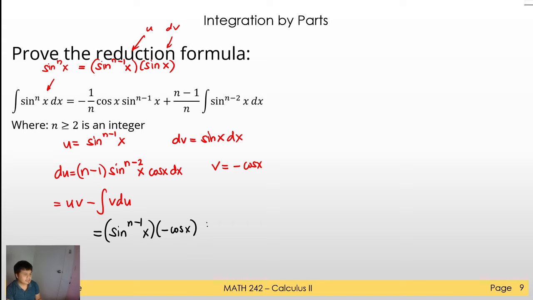And then minus the integral of b. So b here is negative cosine x. And then du here is n minus 1 sine raised to n minus 2, and then cosine x dx. That's a long thing now. A long one. So this is equal to negative cosine x sine raised to n minus 1 x.